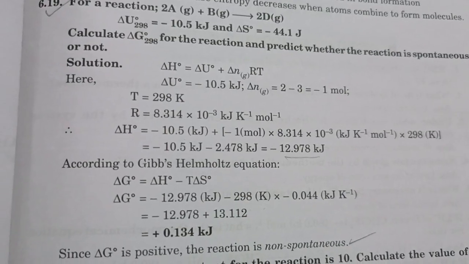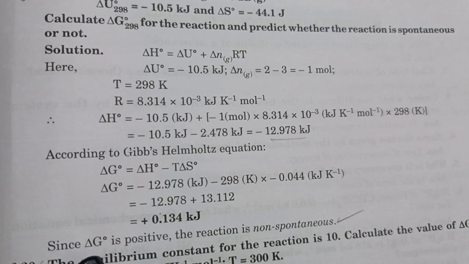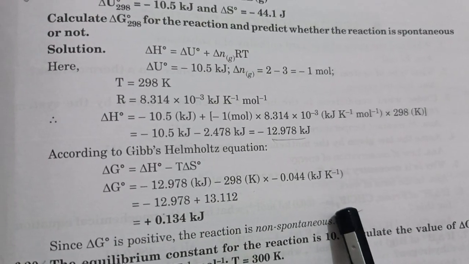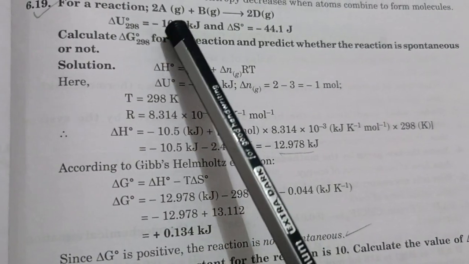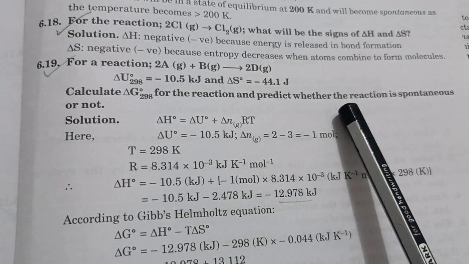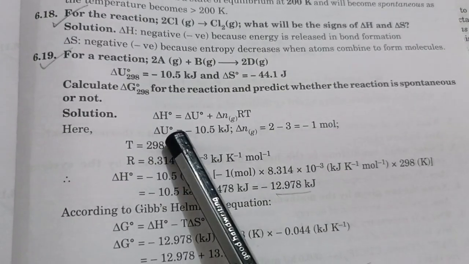We find the spontaneity of a reaction by finding the Gibbs free energy. If Gibbs free energy is positive, the reaction is non-spontaneous. So calculate the Gibbs free energy and predict whether the reaction is spontaneous or not.